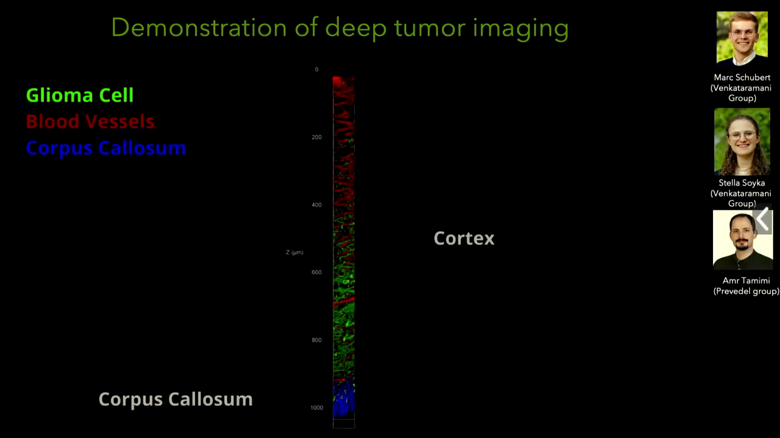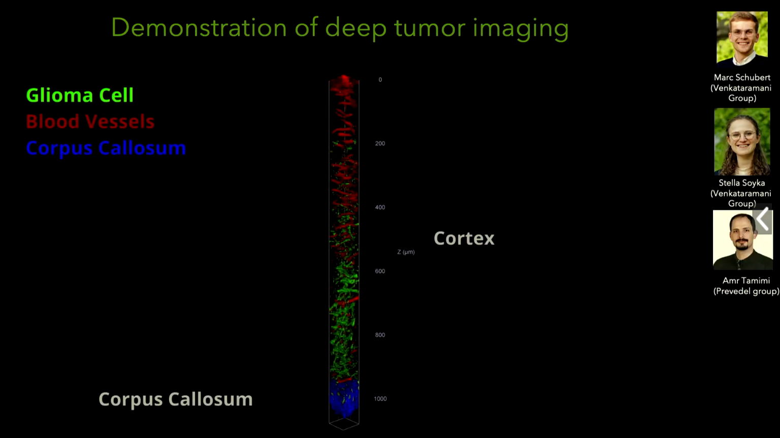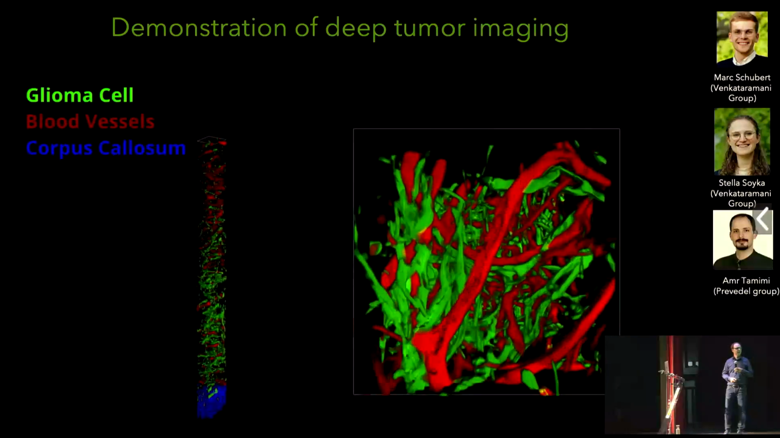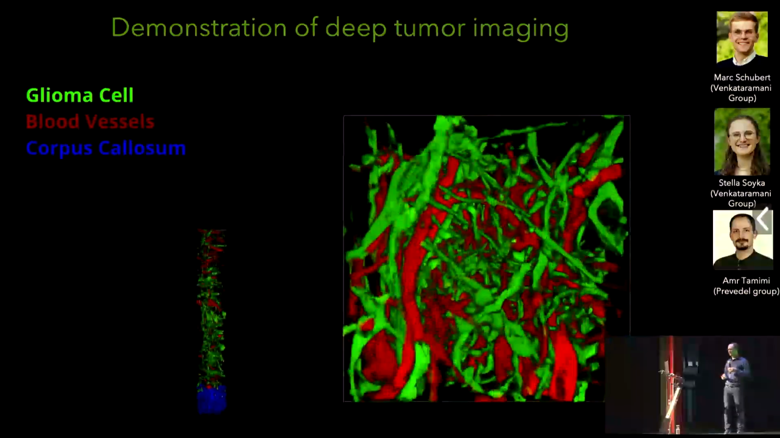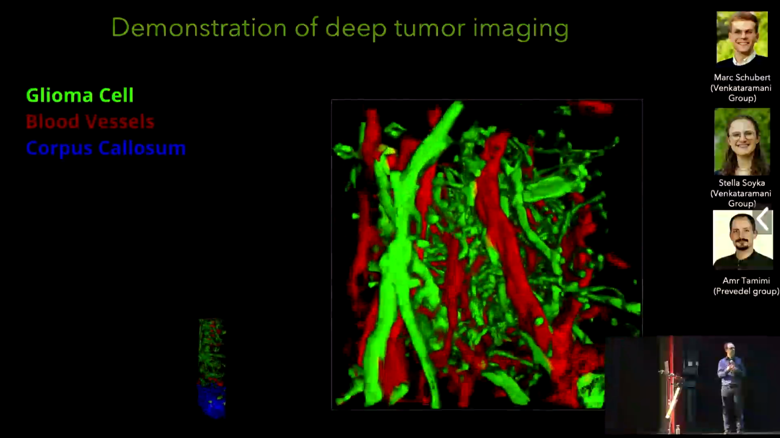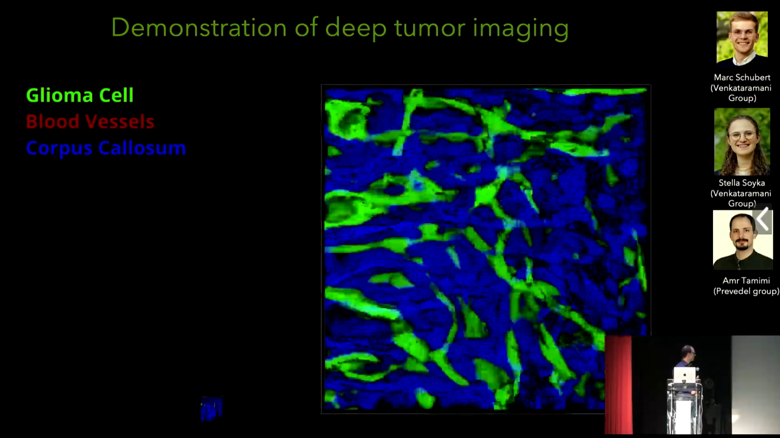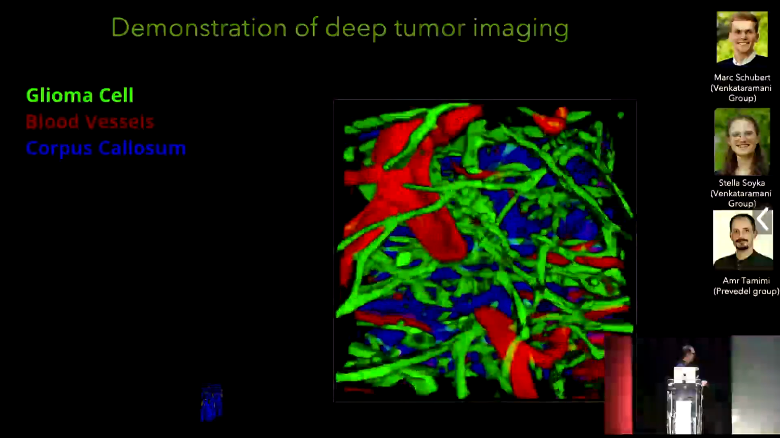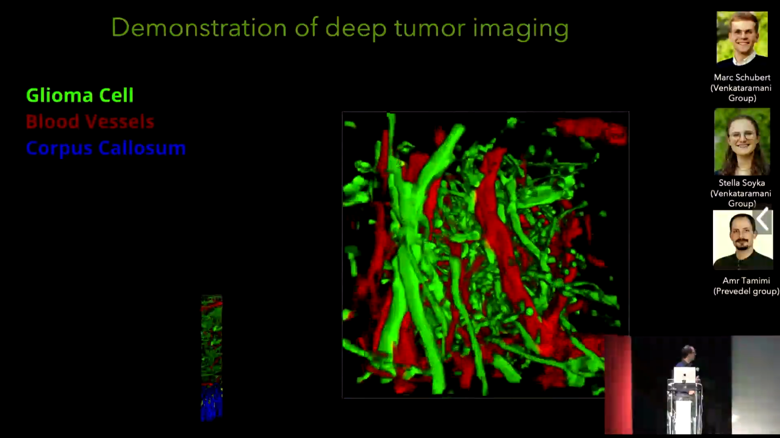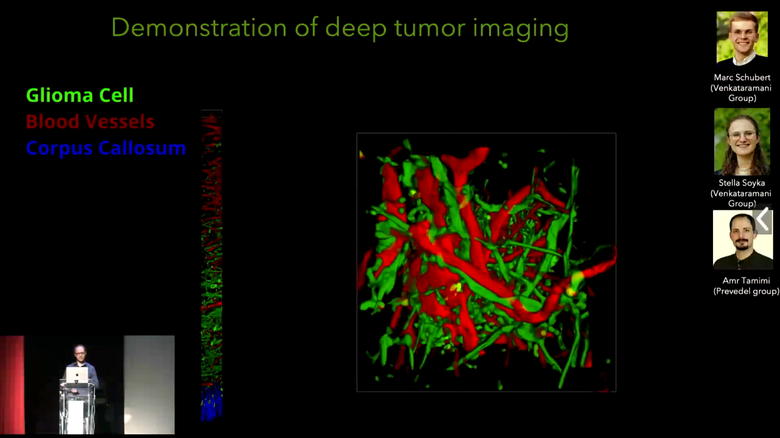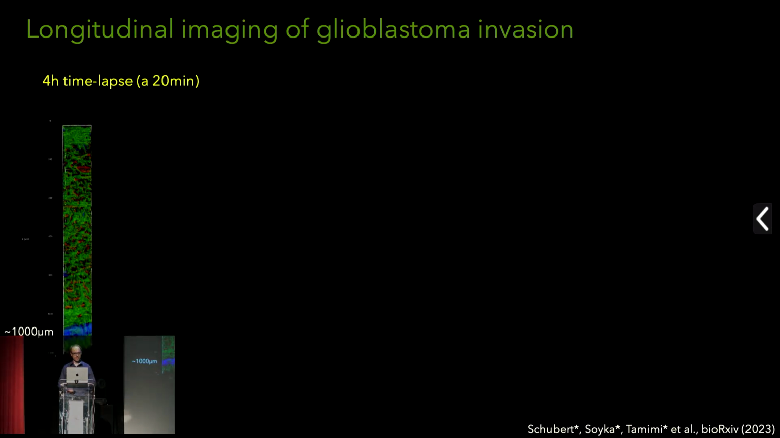So with all this in place, we were now ready to start some deep tumor imaging. Amre in my lab teamed up with Stella and Mark in Varun's lab, and they started to do deep brain imaging. Here's just a fly-through of a highly infiltrated mouse brain. Especially here on the bottom in blue, you see the corpus callosum layers, where we wanted to now do time-lapse imaging to look at the cell migration patterns.